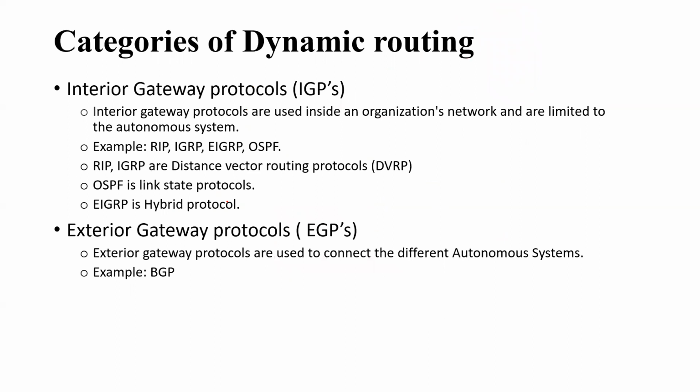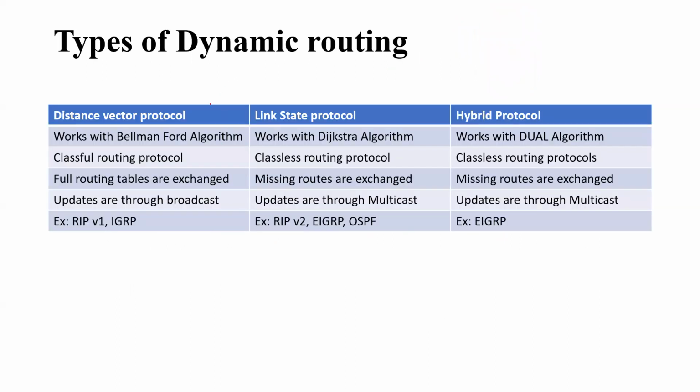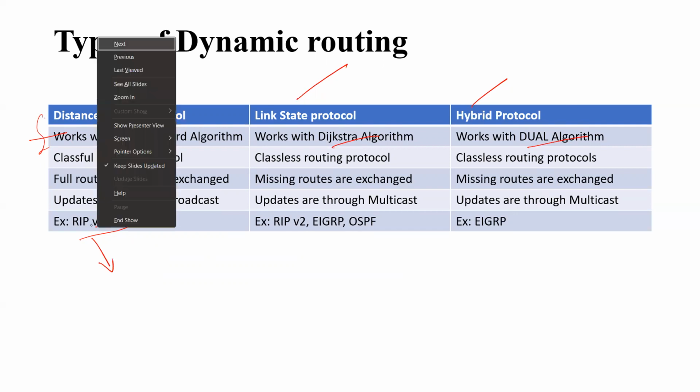Here, based on some other criteria, we have distance vector protocol, link state protocol, and hybrid protocol. So again the same thing: RIP version 1 and IGRP are there. This is some algorithm for how they exchange the routes. For link state protocol, this is another algorithm, and for hybrid protocol, this is the DUAL algorithm. It's not that important to be aware of all these things, but we need to know what is RIP version and how it is exchanging the routes. Let's discuss that.